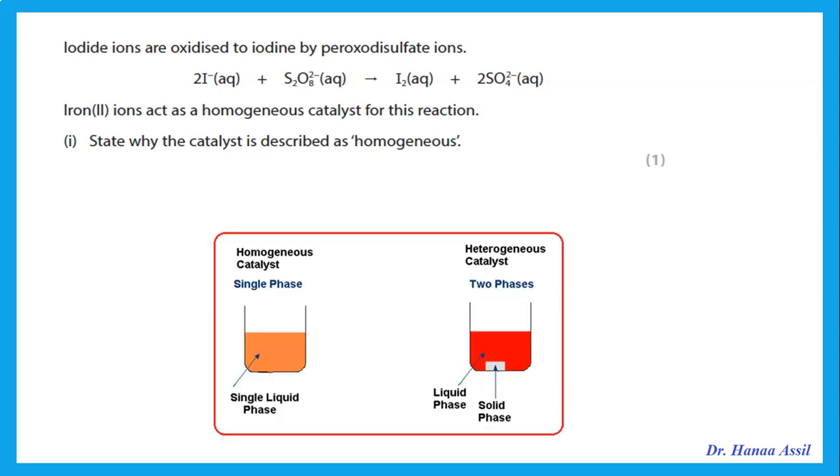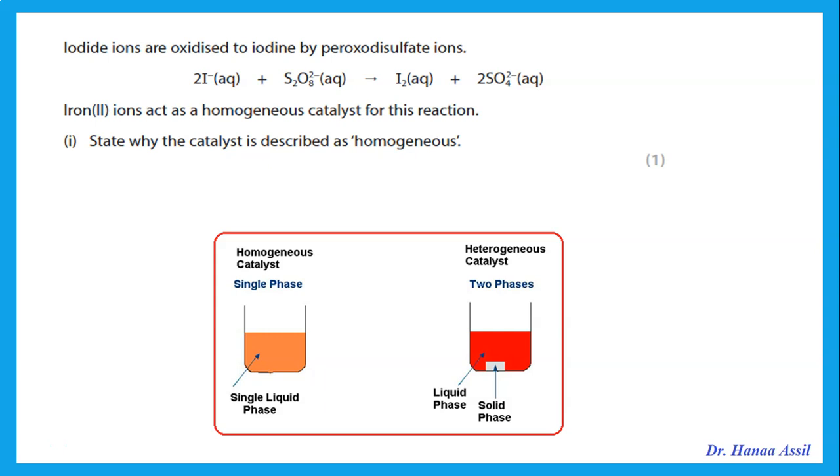Remember, we have two types of catalysts. Homogeneous catalyst is when the catalyst and the reactants are the same phase or the same state. So all of them are solutions, or all of them are the same state. Heterogeneous means the catalyst is a different state from the reactant. So the reactants could be solutions, but the catalyst is a solid, for example.